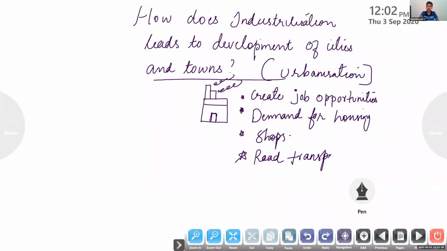Ma'am, we can build buildings and all. New buildings will come over there, right? New buildings means railway station construction will be there. Yes, ma'am, more people will start settling. The population in this area will increase, right? Yes, ma'am, it will increase.